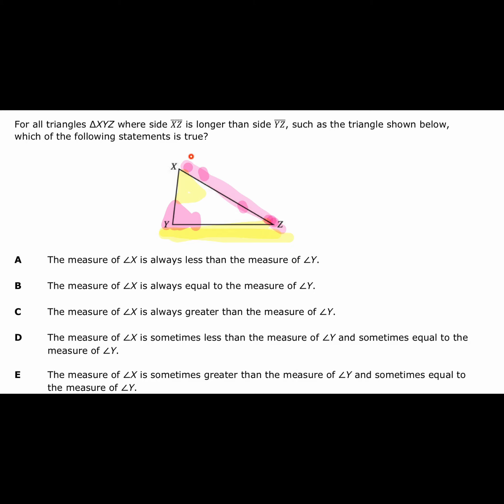And the relationship is such that if XZ is longer than YZ, then I know angle Y is going to be larger than angle X. Again, if XZ is longer than YZ, then I know angle Y is larger than angle X. Because of that, the answer, the measure of angle X is always less than angle Y, is the answer that must be true.